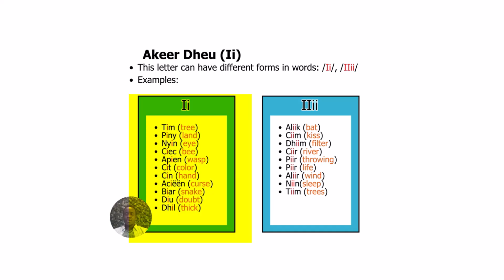And words that have a double E. Aleeg, bat. Chim, kiss. Them, filter. Cheer, river. Peer, throwing. Peer, life. Alir, wind. Nin, sleep. Team, trees.